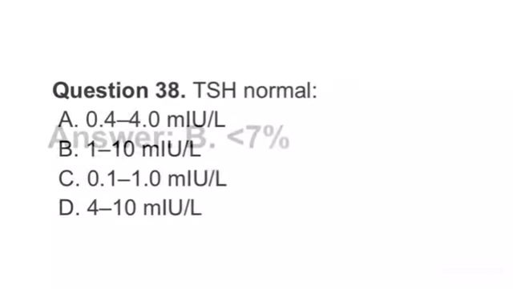Question 38. TSH normal. A. 0.4 to 4.0 mIU per L. B. 1 to 10 mIU per L. C. 0.1 to 1.0 mIU per L. D. 4 to 10 mIU per L. Answer A. 0.4 to 4.0 mIU per L.